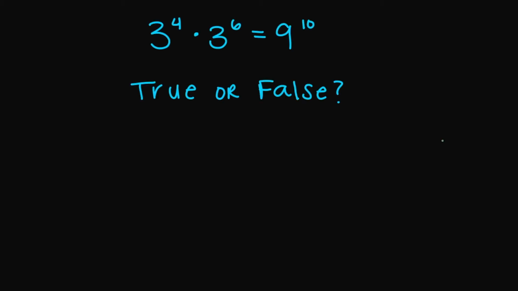So let's look at this question here. 3 to the 4th times 3 to the 6th equals 9 to the 10th. Is this true or false? This is false. 3 to the 4th times 3 to the 6th is going to equal 3 to the 10th. Your base stays the same and your exponents you're going to add. 4 plus 6 is going to give you 10. So this answer is false.